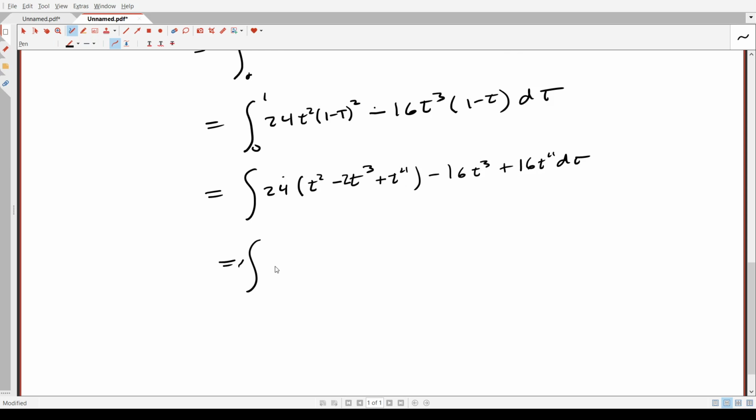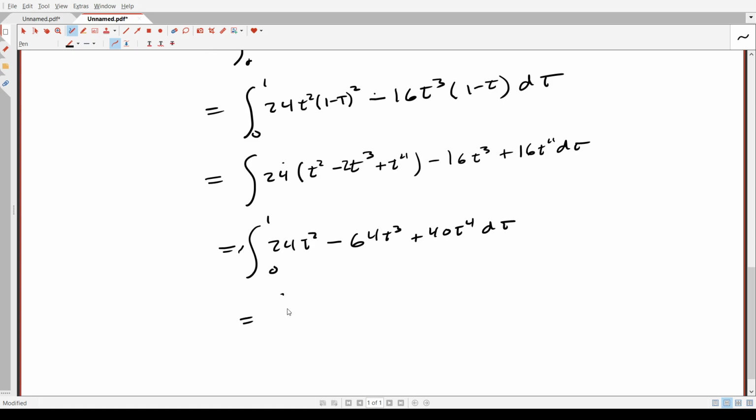And simplifying, I get 24t squared. So that's minus 48t squared, minus 16, which is minus 64. Here we have 24 plus 16, that's plus 40. Now we're integrating from 0 to 1.